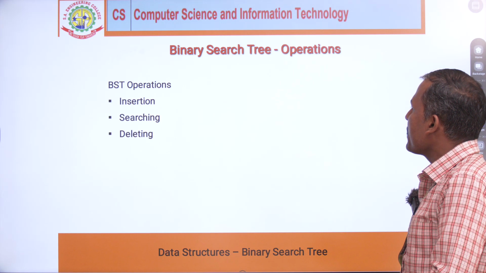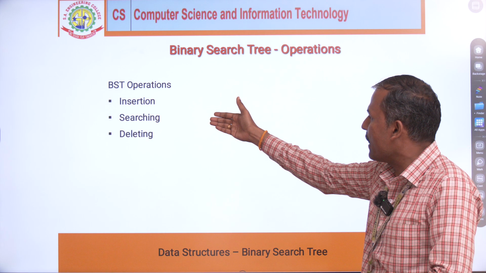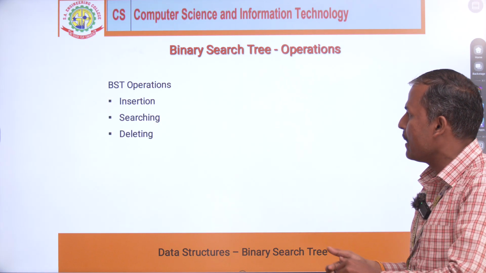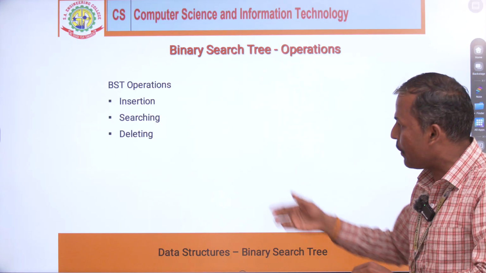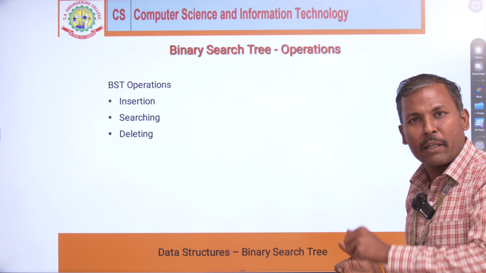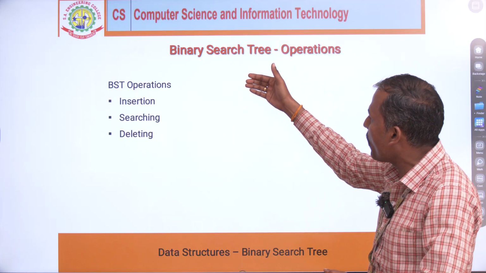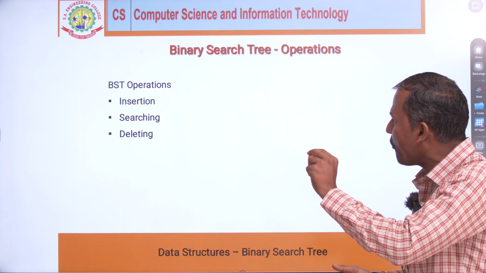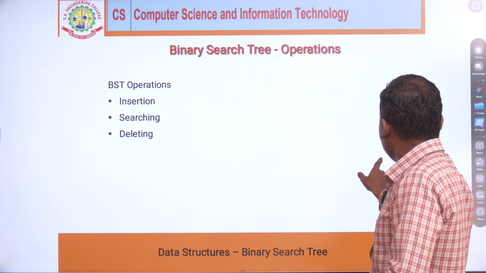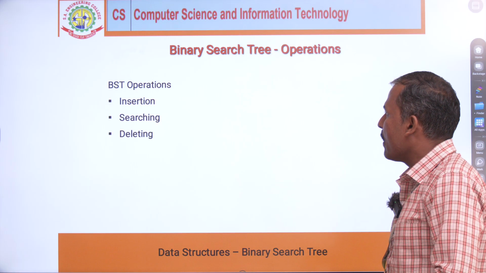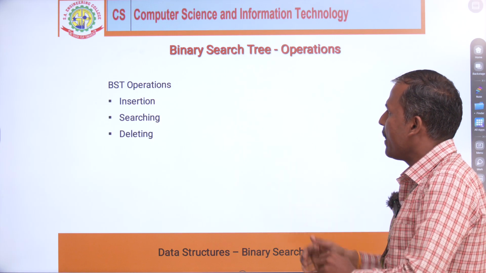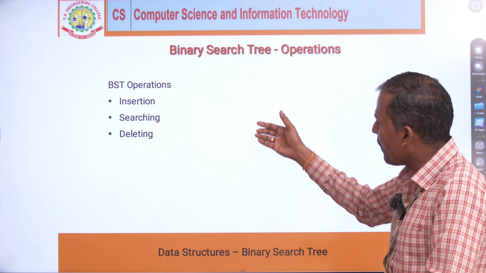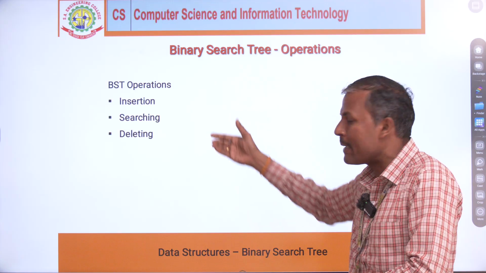The binary search tree operations are insertion, searching, and deleting. Our main objective is to insert an element, we go for insertion. If you want to search for an element in a binary search tree, we go for searching. If you want to delete an element in a binary search tree, we go for deleting. So these are the primary operations of binary search tree. I would like to explain each and every operation in detail, because questions might be asked on every topic of binary search tree. Am I right? There might be questions on insertion, searching, and deleting also.